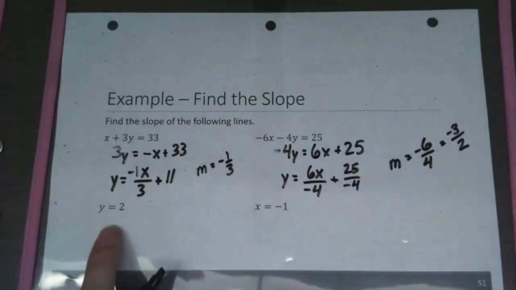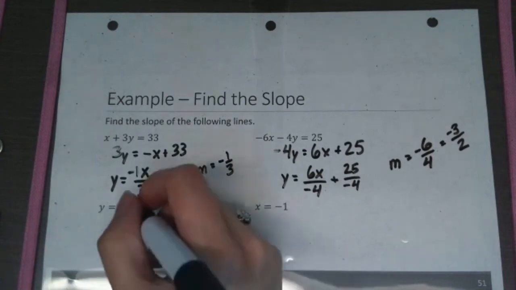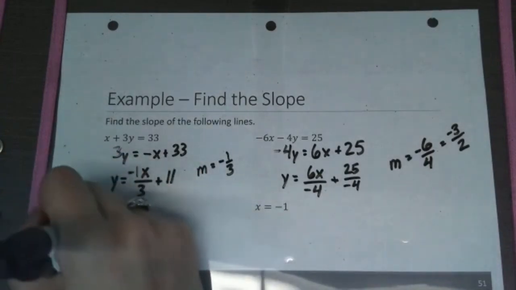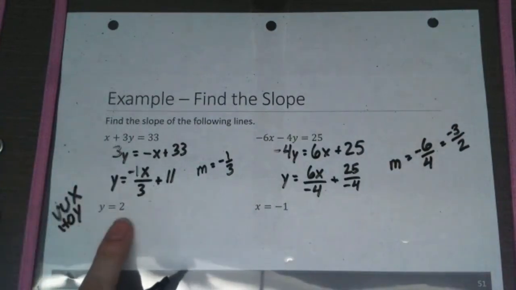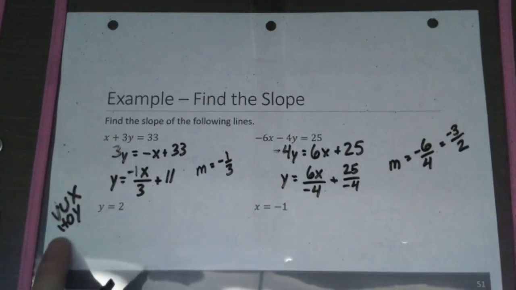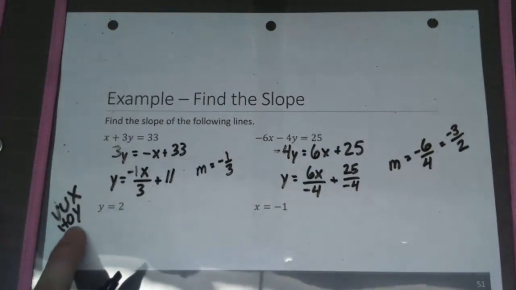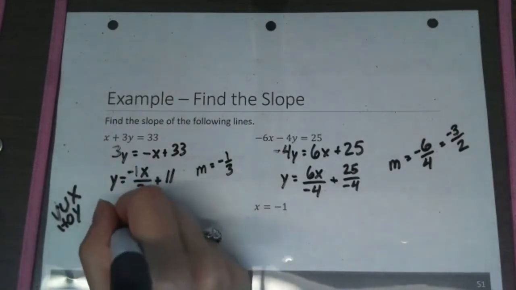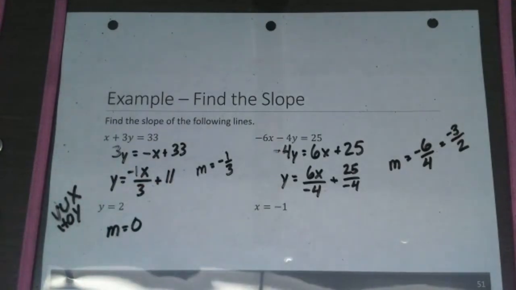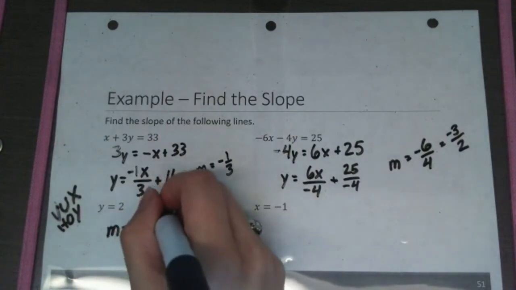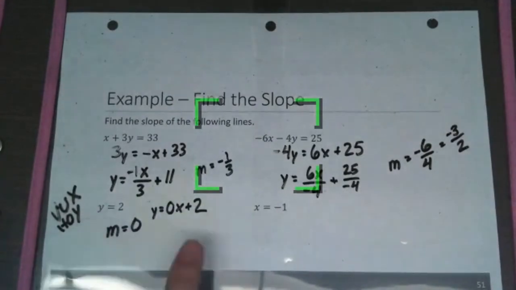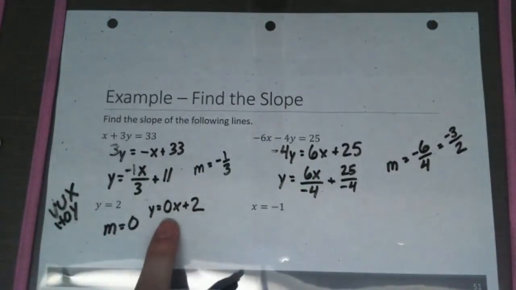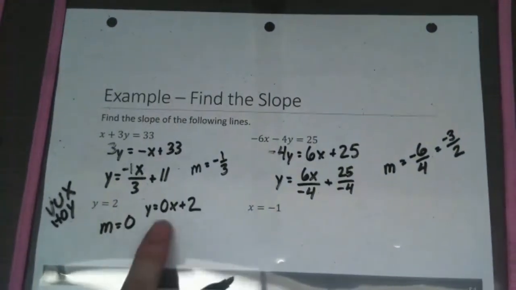y equals 2. That's one of our special equations, so we want to think VUX-HOY. We have y equals a number. That means we're in HOY. This is a horizontal line, and it has a 0 slope. Another way we can show this is if we write it as y equals 0x plus 2. That means the same thing as y equals 2, because no matter what x is, if we multiply it by 0, we get 0. So these both mean y equals 2, and now we can see that the slope is 0.